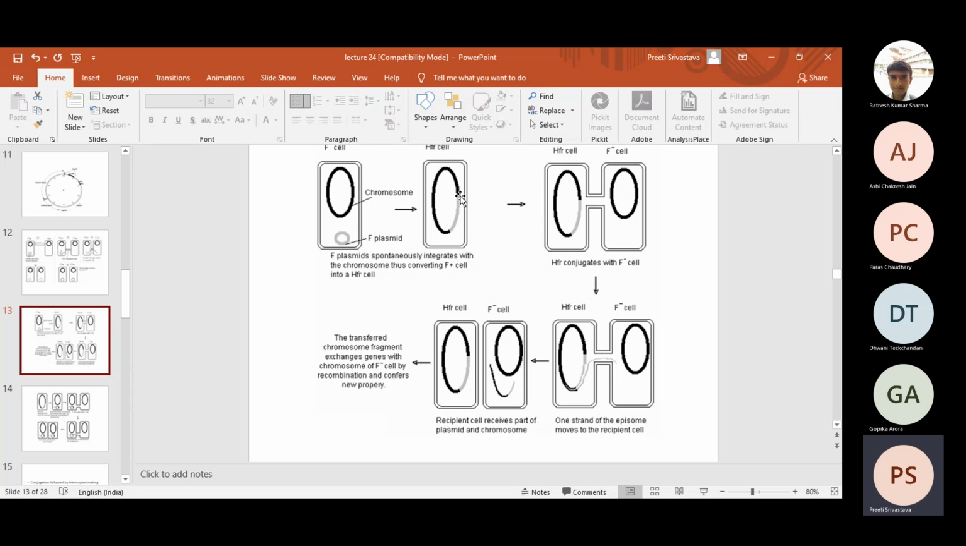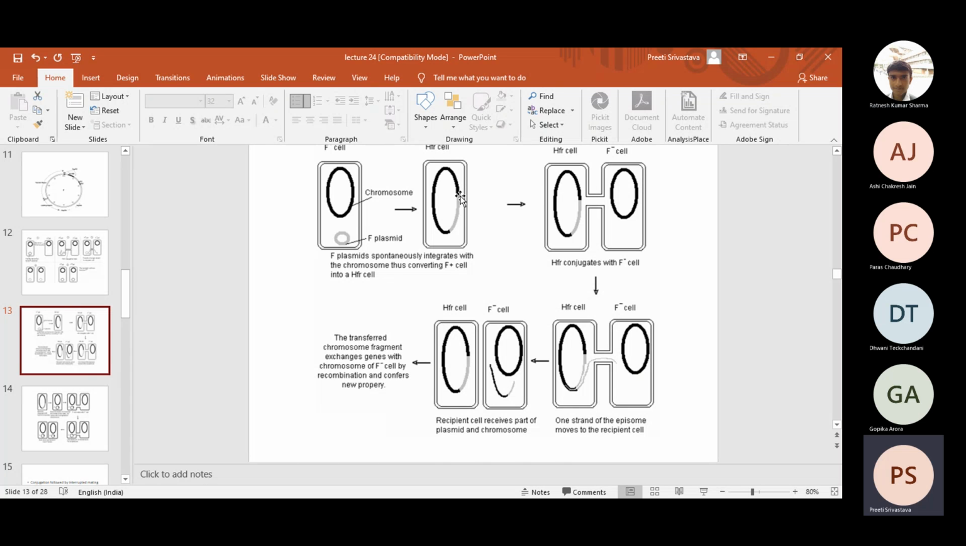It is not that the F plasmid can be combined at only one place. There are multiple places in the E. coli chromosome where the F plasmid can integrate with the help of IS elements.